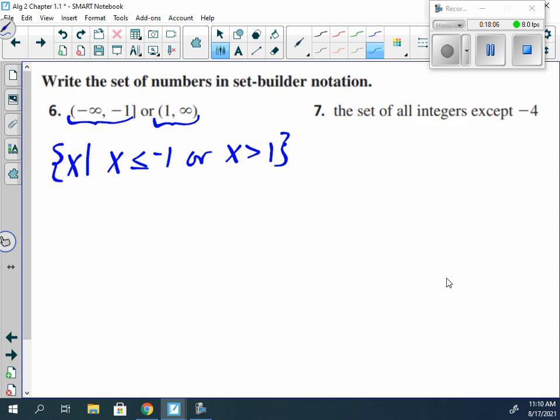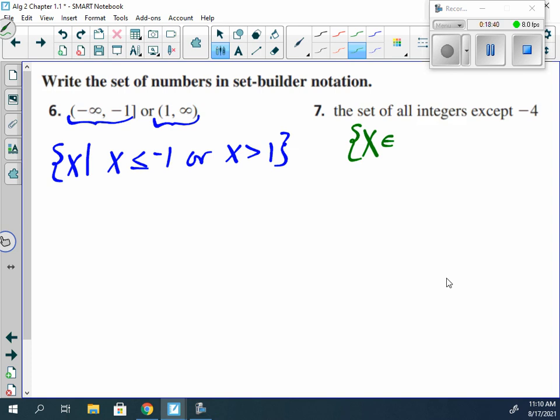Let's look at the other one. The set of all integers except negative 4. So what value can it not be? Negative 4. Or any decimals, but we're not concerned about that. So here we would set it up as brace, x what? Our funky E, element of. x is in the group of, or x is an element of what?